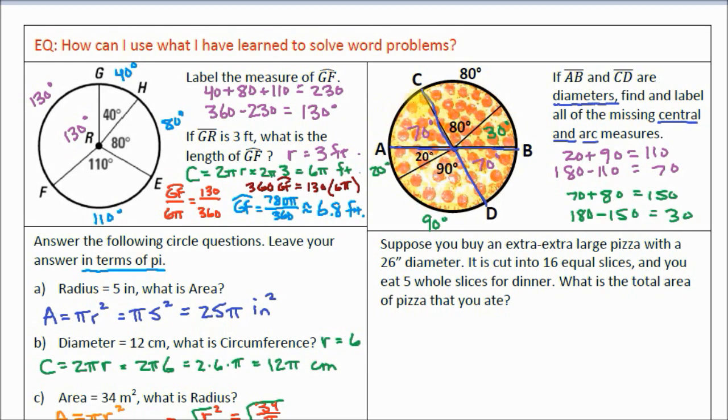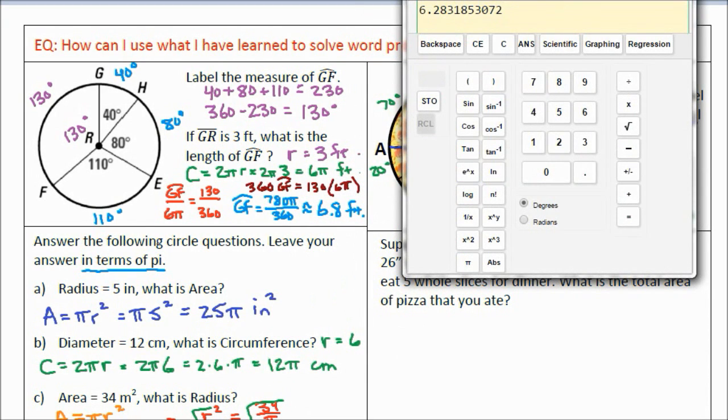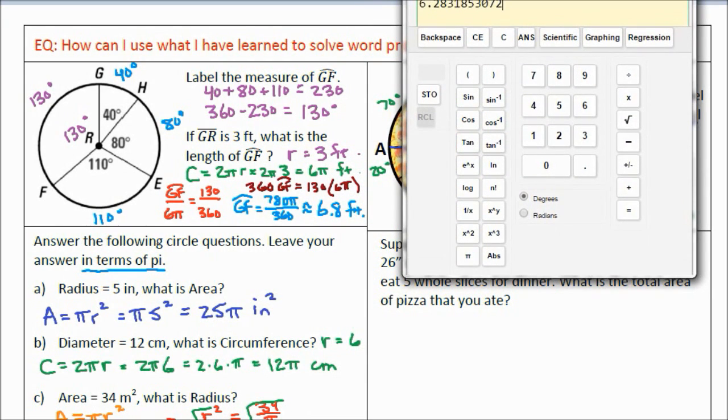Now, let's label all of our missing arc measures. This is 70 degrees. This is 30 degrees. This is 70 degrees. And I would say, class, on this kind of question on a test, you want to get all the points here. You want to add all your final arc measures together to see if they add up to 360 degrees. So let's do that right now.